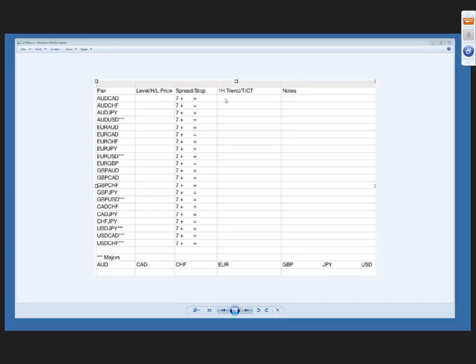What I'm doing here in this particular box is I'm looking at the trend, and here's how I'm determining trend. We're taking the 50 and the 200. If the 50 is above the 200, then it's an uptrend. If it's below it, then it's a downtrend. And then I put any kind of notes that I have in here.